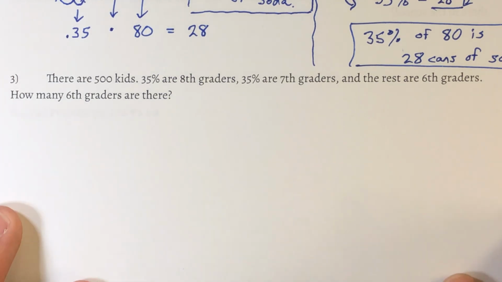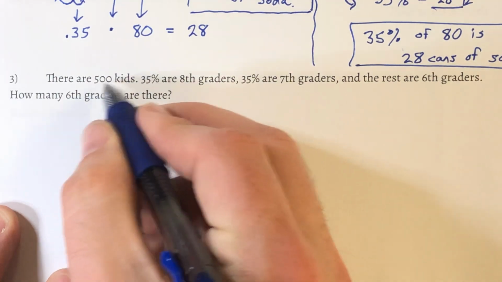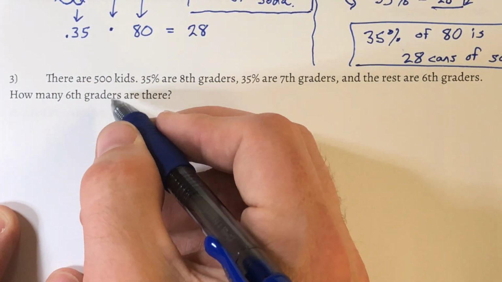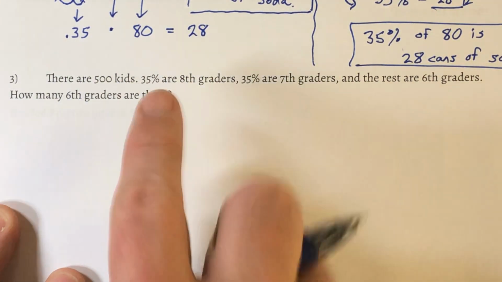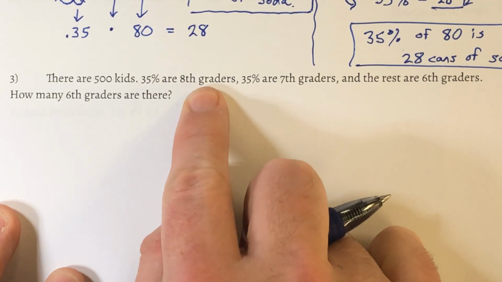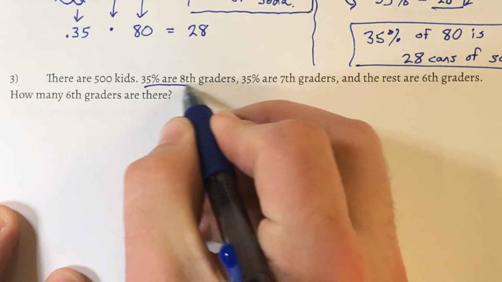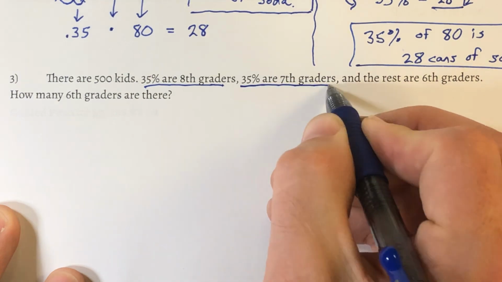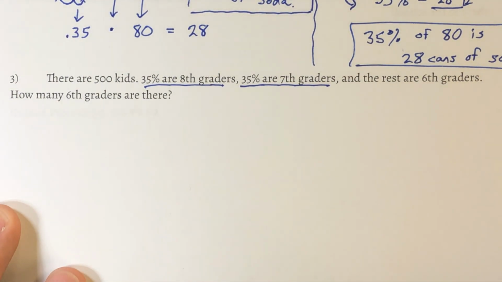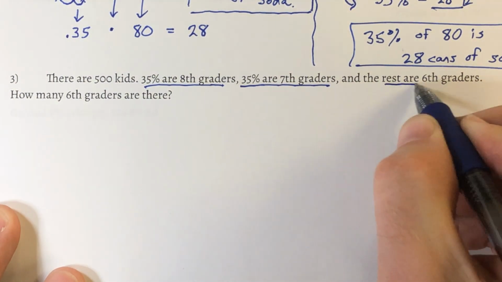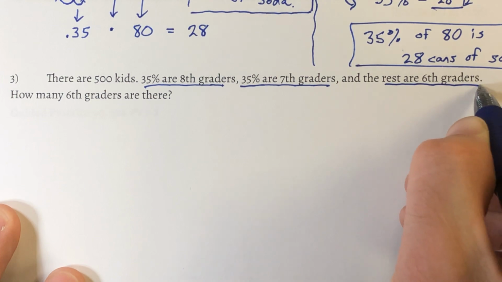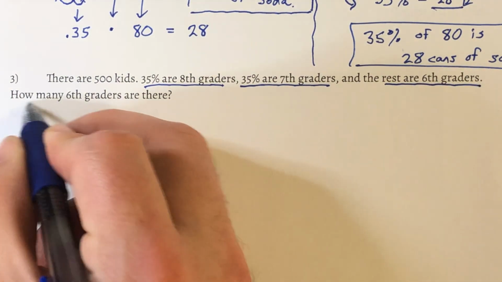Word problem. There are 500 kids. I don't know about you, but that sounds like a total to me, which might imply that it's a base. Keep that in mind. 35% are 8th graders, so that's a portion, a part. 35% are 7th graders, another part. The rest are 6th graders. We're probably going to need to find that. Then it says, how many 6th graders are there?